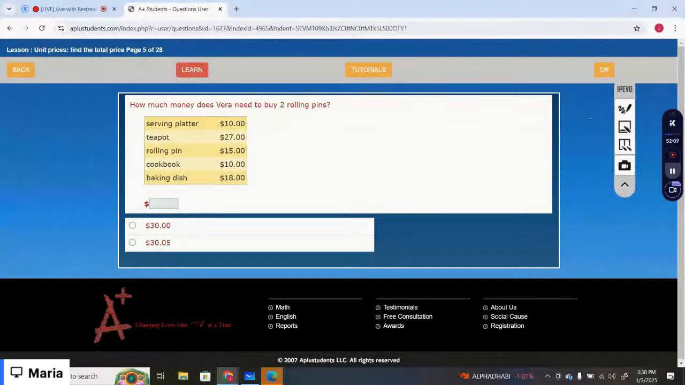How much money does Veera need to buy two rolling pins? So that would be $30. Option number 1 is the correct option.